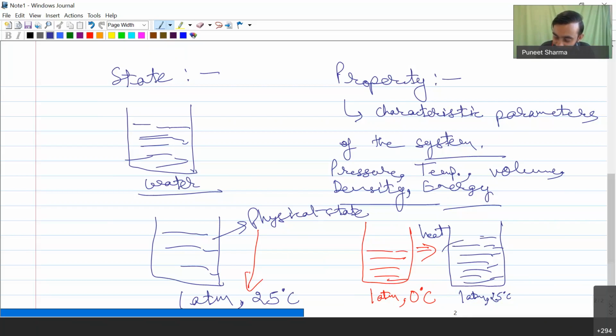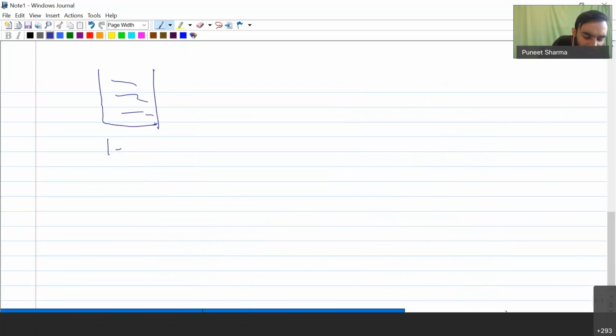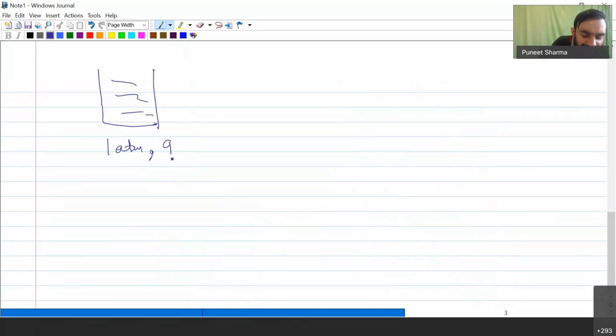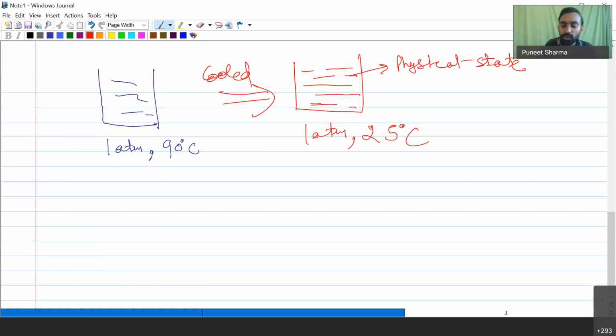Now let us consider another situation, in which this container initially has a condition of 1 atmospheric pressure and 90 degrees Celsius temperature. After that, we cool our system to a temperature of 25 degrees Celsius. In this situation also, I will find that the physical state of the system is exactly identical to the physical state of the system we originally took.